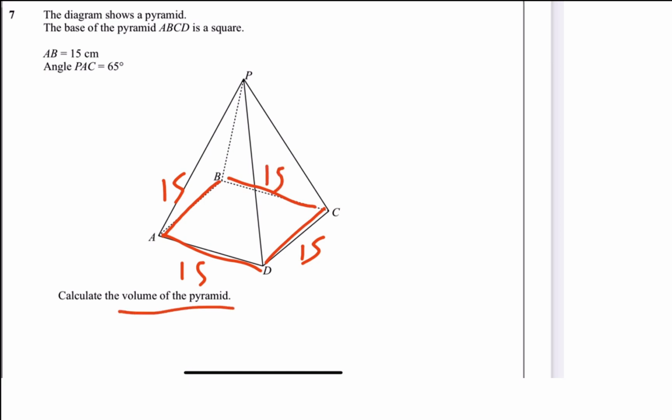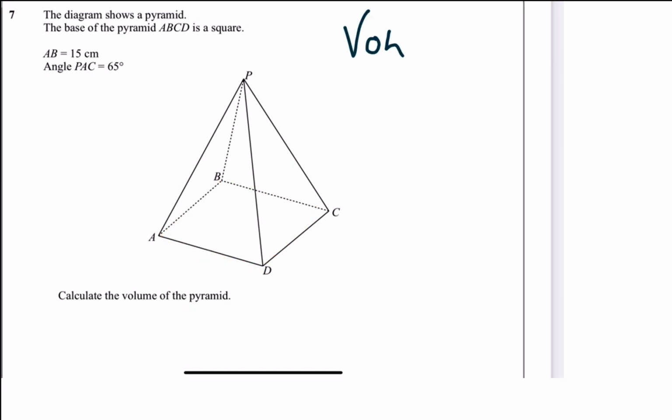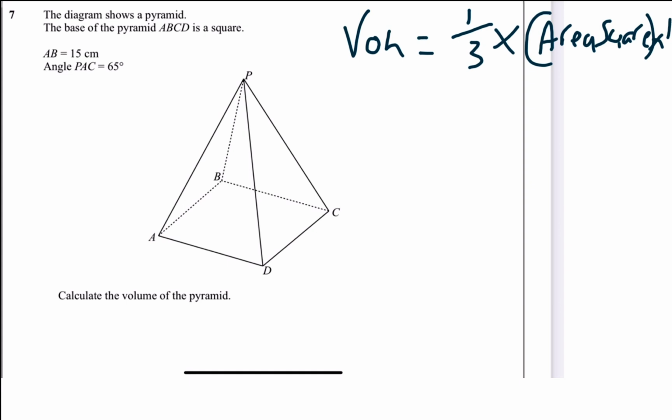The question says calculate the volume of the pyramid. To work out the volume of a pyramid, we need to know the formula. So the volume of a pyramid is 1/3 multiplied by the area of the square times the height. Okay, so that's our formula. Make a note. So it's the area of the square multiplied by the height times 1/3 of it. So in order to work that out, I'll come back to it in a second.